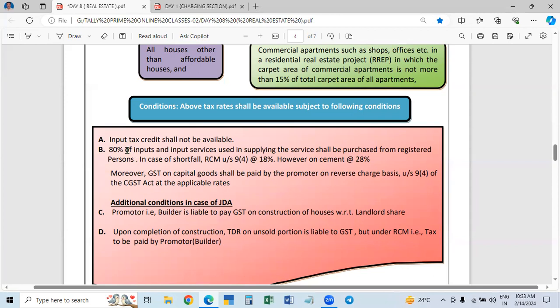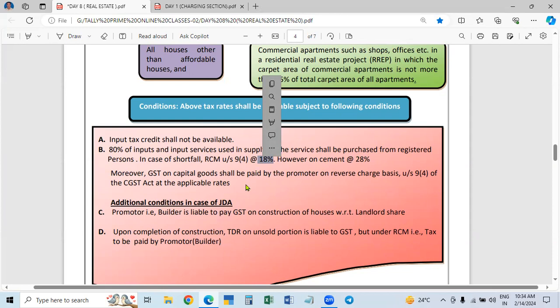So if it is not 80%, if you purchase a lower percentage, for the shortfall we have to pay tax, not paying to the person. We have to pay directly to the government under RCM at the rate of 18%. Whatever the flats, whatever the material, 18% you have to pay under RCM for the shortfall, not for the whole. So if you purchase 70% from registered persons, you pay tax for the 10% you have not purchased.